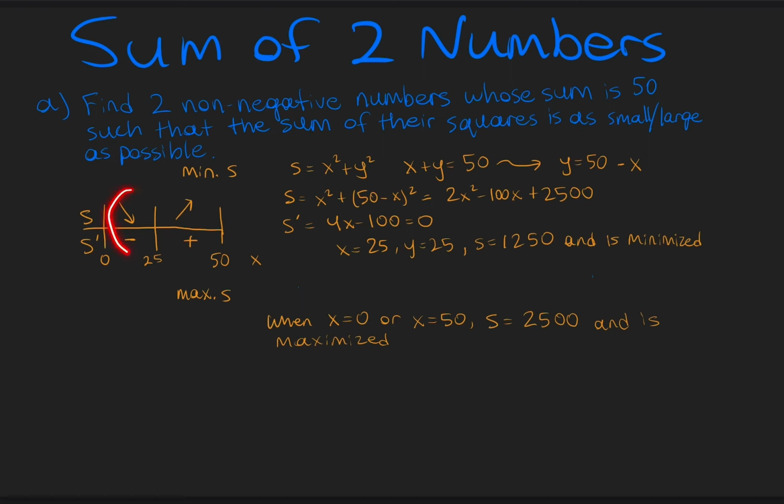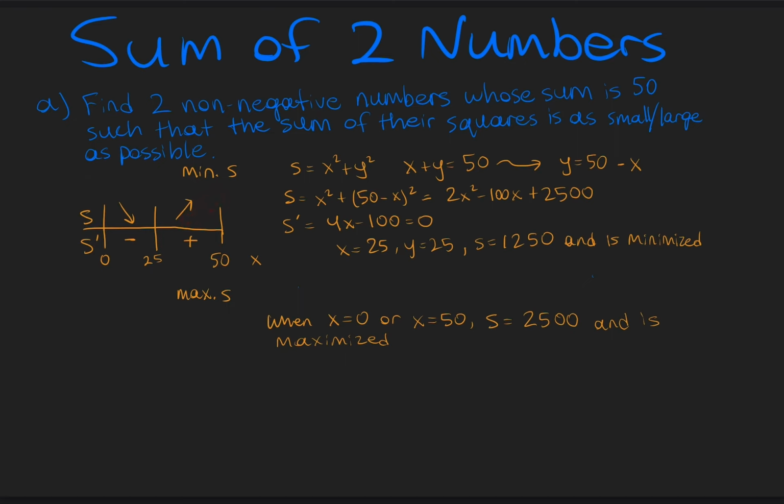And if we plug in a value between 0 and 25 into s prime, so say we plug in 10, 10 is between 0 and 25, we get 40 minus 100, which is negative. So s prime is negative, and that means s is going to be decreasing if we graphed it. And then if we plug in a number between 25 and 50, let's say 30, then s prime is going to be positive because we get 120 minus 100, which is 20, which is positive. So if s prime is positive, then we know that it's increasing.